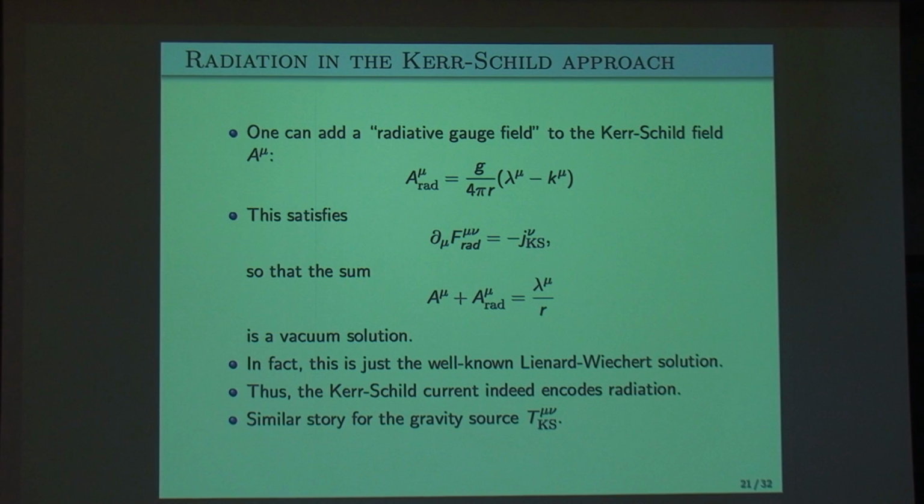You can add this thing to it. That thing is such that it satisfies the Maxwell equation, but with minus the current on the right-hand side, so that if you add this to the Kerr-Schild solution, you get a vacuum solution, and that vacuum solution looks like this schematically. And in fact, that is just the well-known Liénard-Wiechert solution. So that is the solution that we know describes a radiating particle in the electromagnetic theory, and thus that tells us that this Kerr-Schild current is encoding radiation. So the fact that we chose Kerr-Schild coordinates in the gravity theory somehow insisted that the radiation appear on the right-hand side of the equation rather than the left. And there's a similar story then for the gravity source.